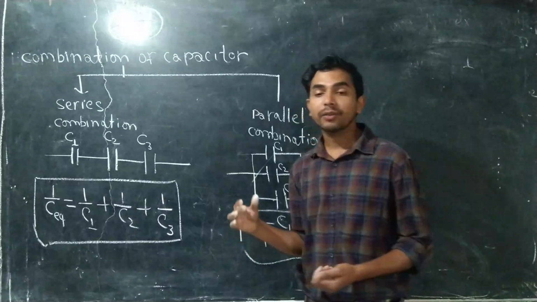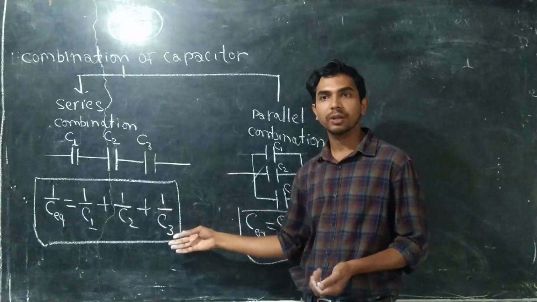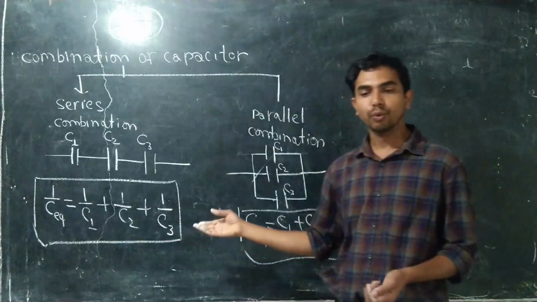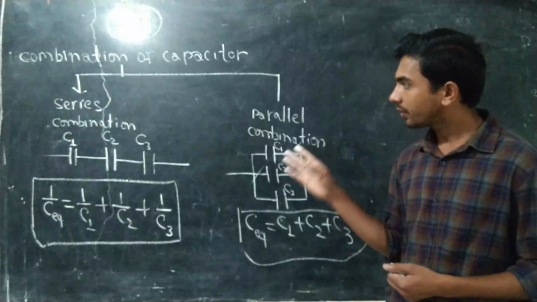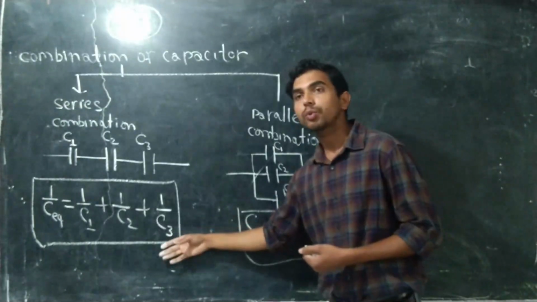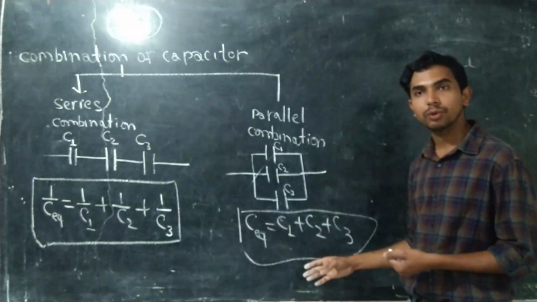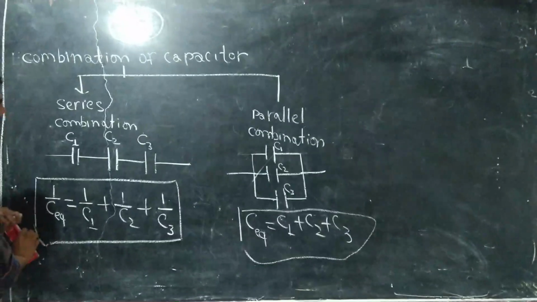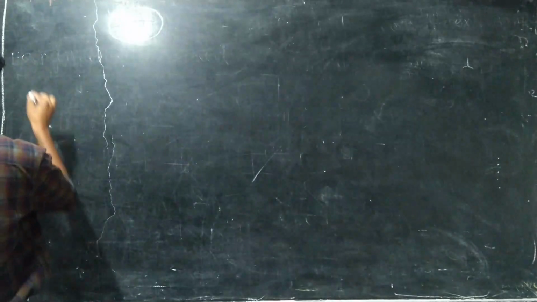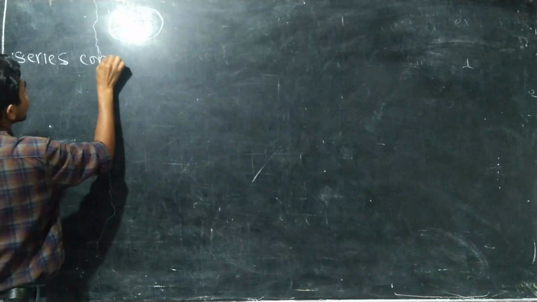Right? So next I'm going to discuss where this formula is coming from. So we are going to prove this formula, okay? First I will discuss the series combination and write this formula, and then I will discuss the parallel combination and write that formula, right? Okay, finish. So now I'm going to rub it. So first I'm going to discuss the series combination.